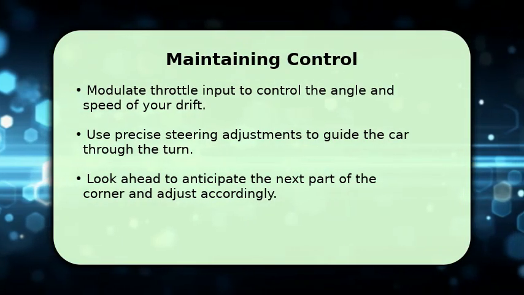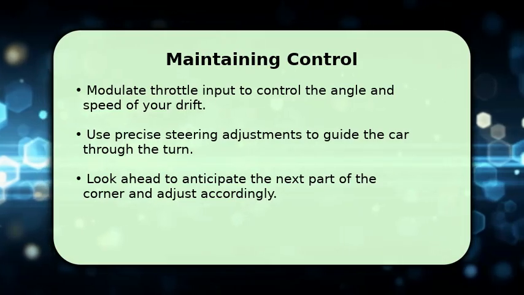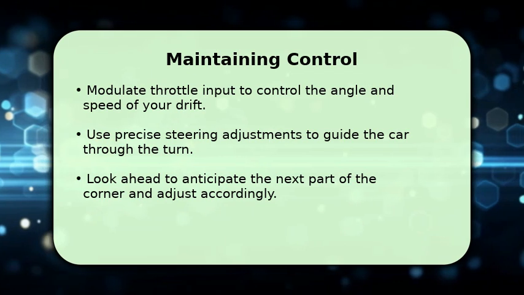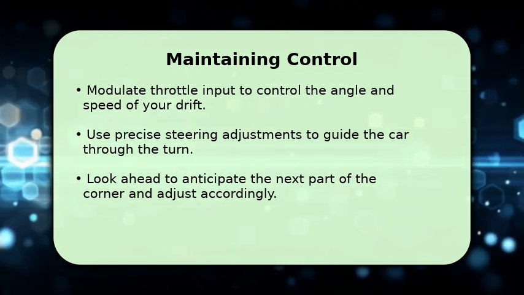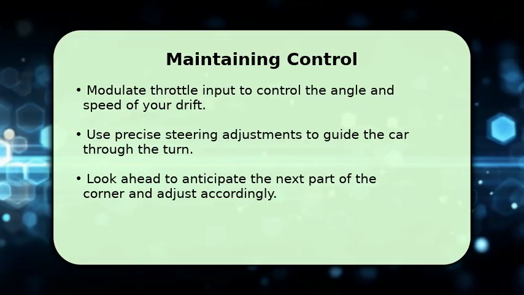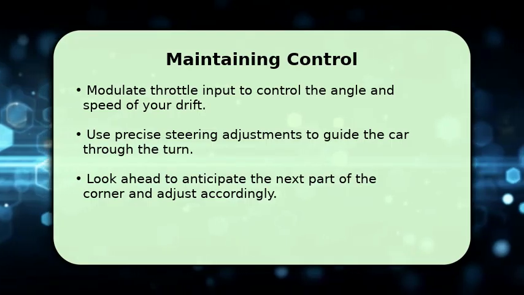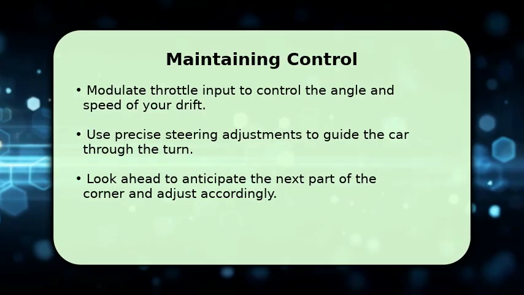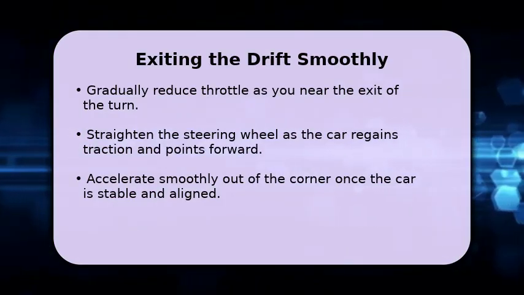Once you're sliding, it's all about balance. Use the throttle to control the angle and speed of your drift. More gas means a wider angle, less gas tightens it up. Your steering wheel becomes your fine-tuning instrument, making small, precise adjustments. Always look far ahead through the turn, anticipating where you want the car to go, not just where it is right now. Bringing the drift to a smooth close is just as important as starting it.